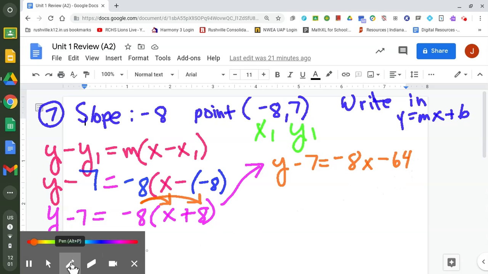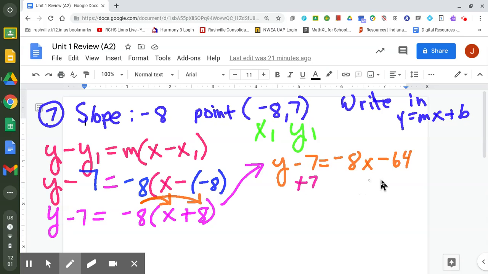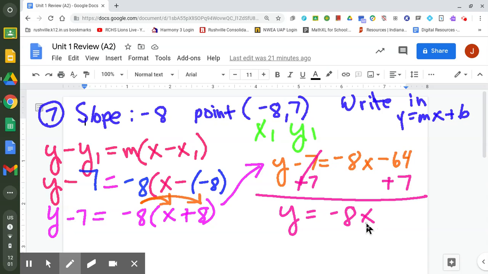Now I just need to get the y by itself, so I'm going to add 7 to both sides of the equal sign. So now I have y equals negative 8x, and then use your calculator for negative 64 plus 7, and that should give me negative 57. And then this is my new equation written in y equals mx plus b format.